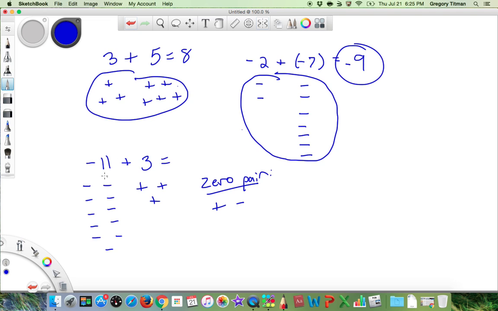So if we go back to this problem here, you'll notice that this negative with this positive forms a zero pair. This positive is able to cancel out $1 worth of our debt. So that goes away, it cancels out.